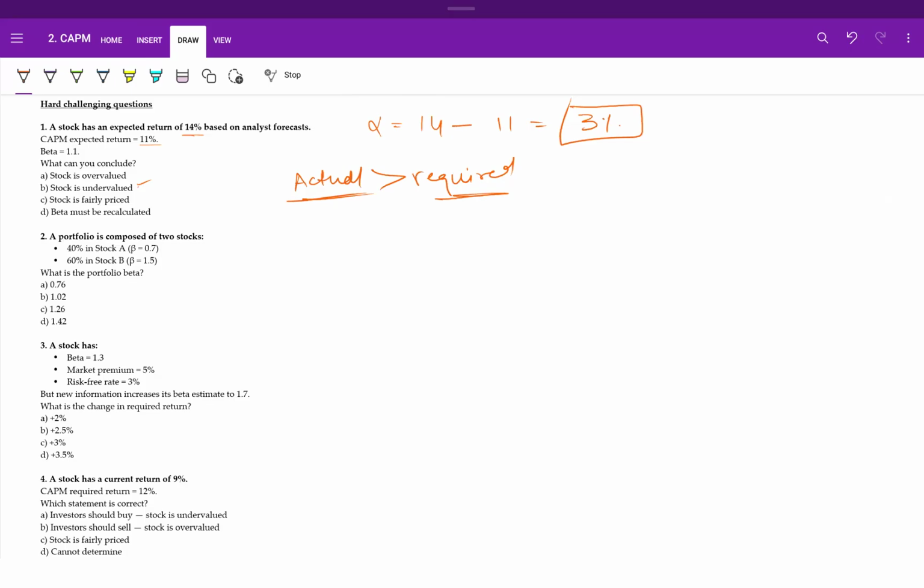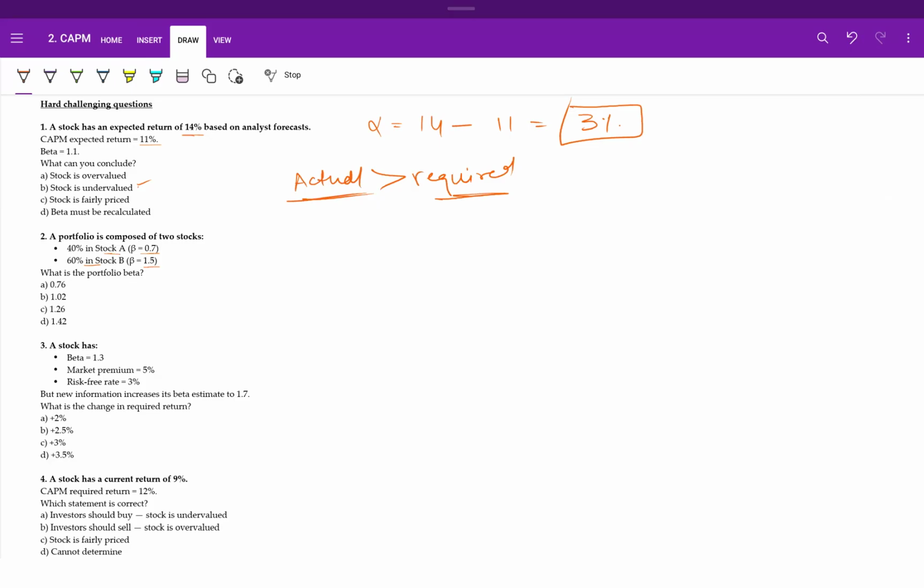When we talk about portfolio beta, a portfolio is composed of two stocks. It has 40% in A and 60% in B. Stock A's beta is 0.7, and B's is 1.5. So what is the portfolio's beta?